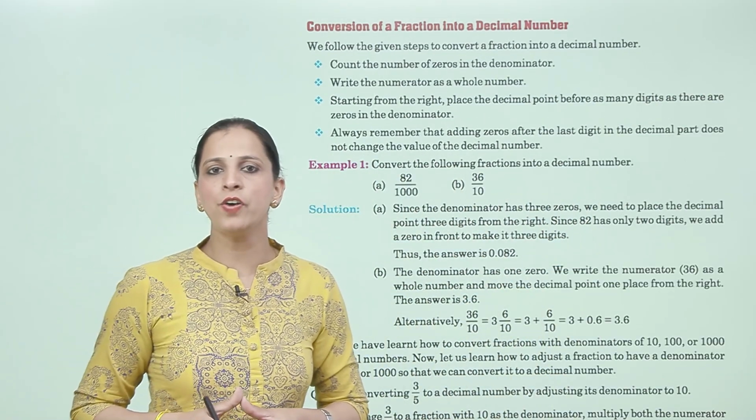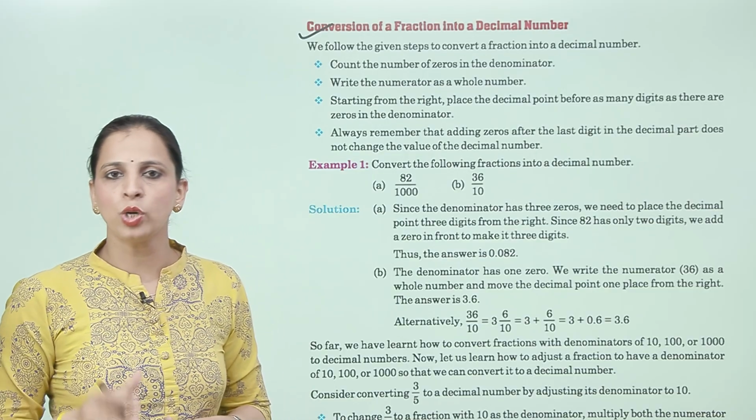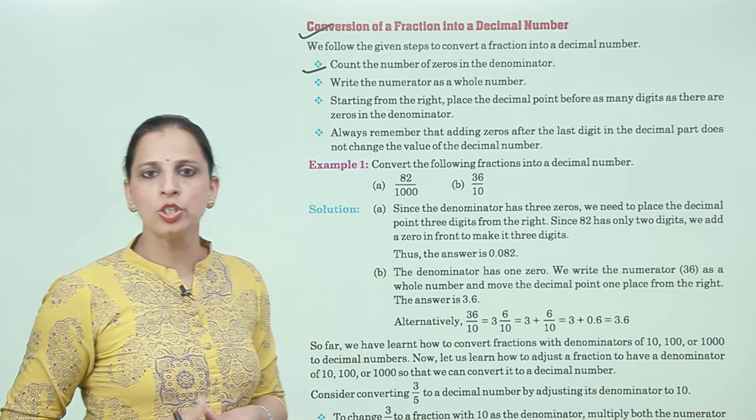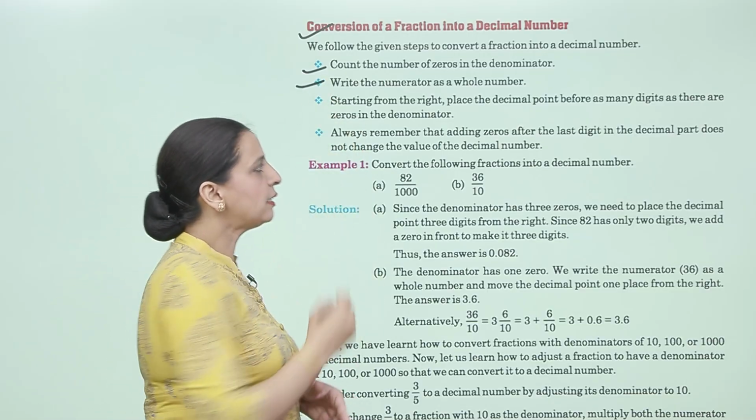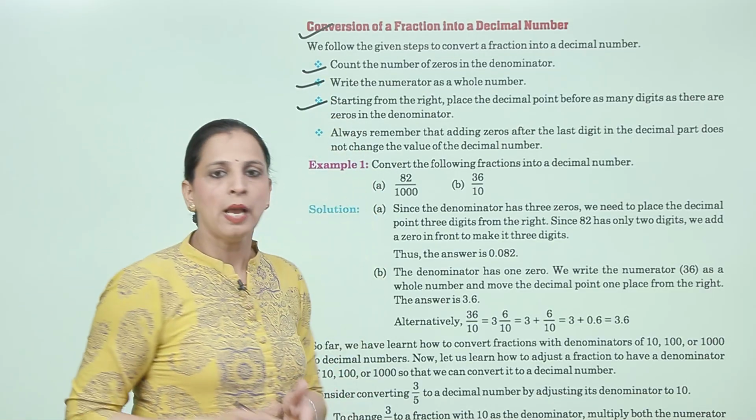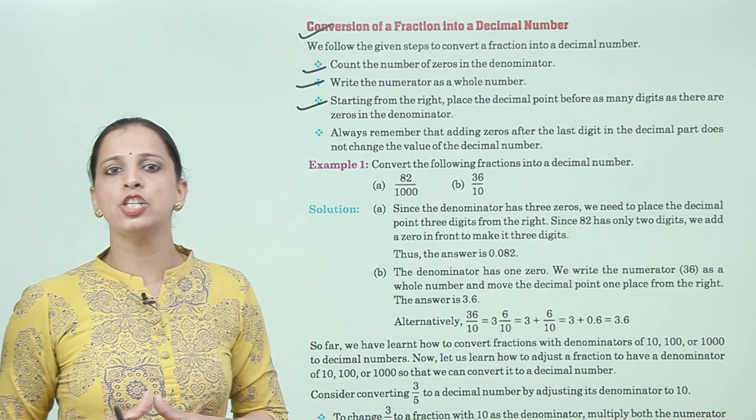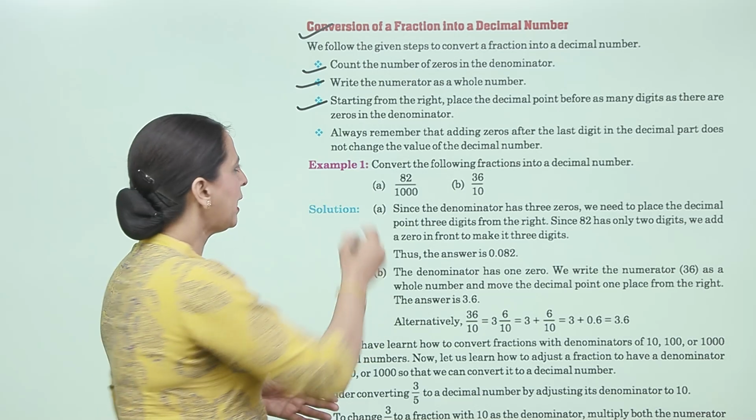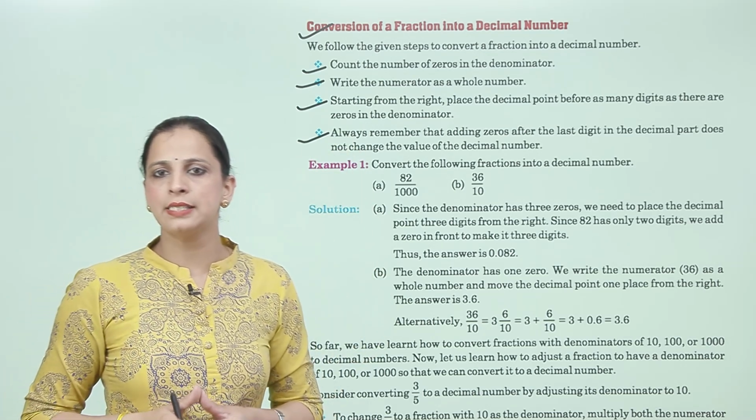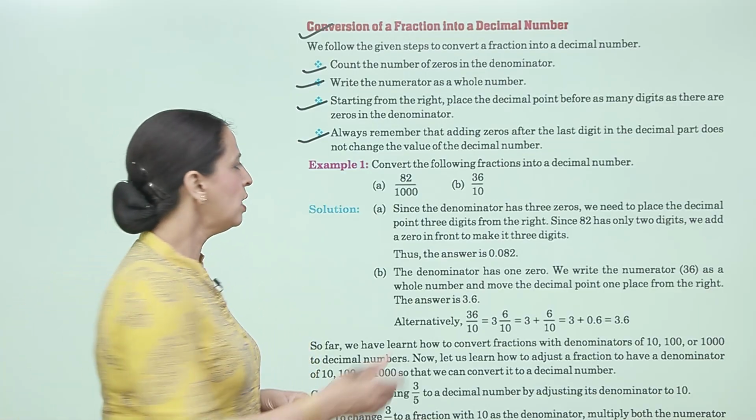Now conversion of a fraction into a decimal number. We follow the given steps to convert a fraction into a decimal number. Now first count the number of zeros in the denominator. Next write the numerator as a whole number. Next starting from the right place the decimal point before as many digits as there are zeros in the denominator. Next always remember that adding zeros after the last digit in the decimal part does not change the value of the decimal number.